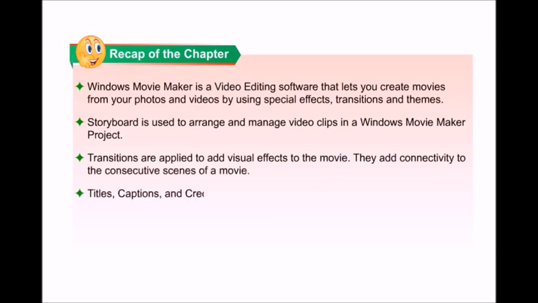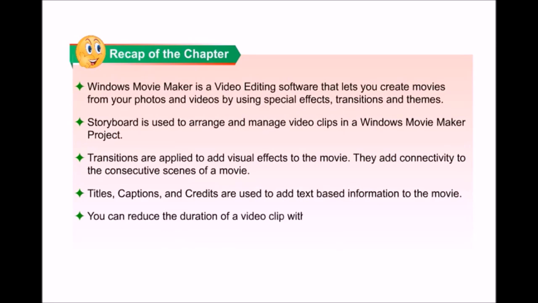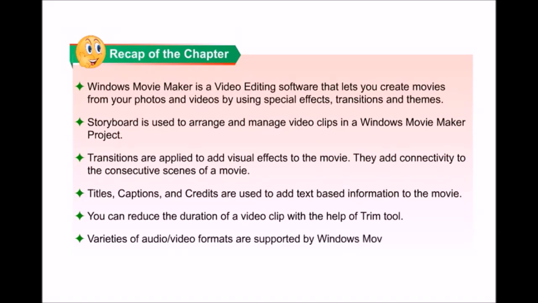Titles, captions and credits are used to add text-based information to the movie. You can reduce the duration of a video clip with the help of the Trim tool. A variety of audio and video formats are supported by Windows Movie Maker, such as .mp3, .wma and .asf.